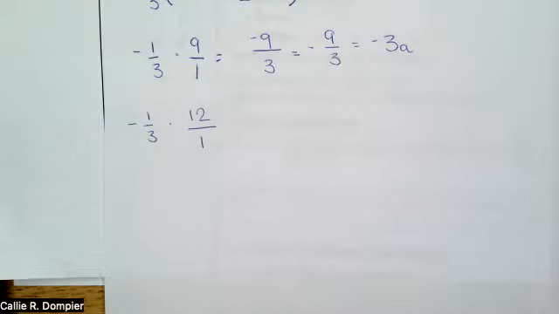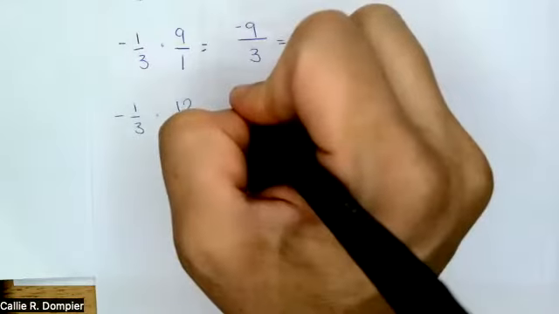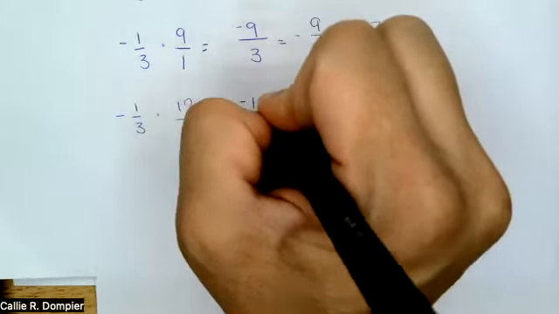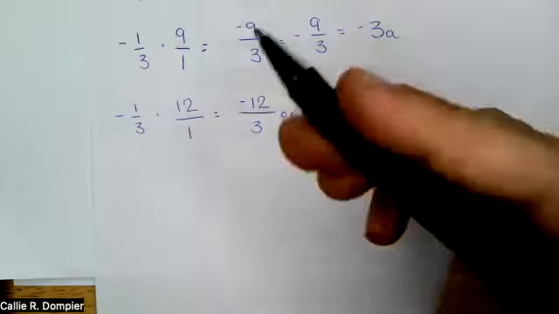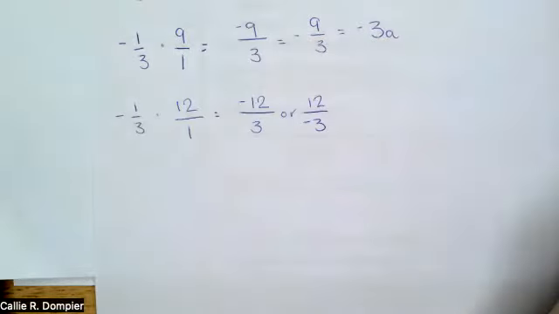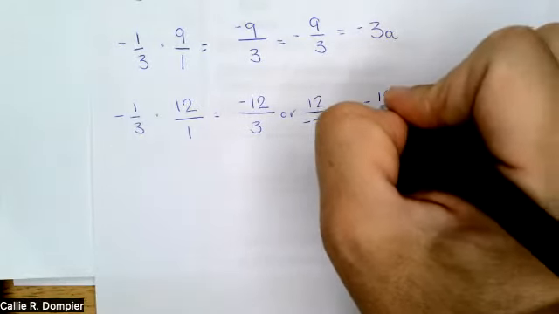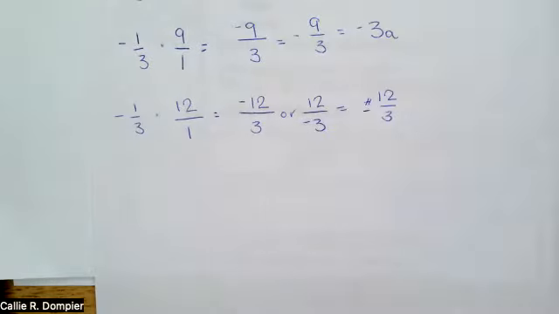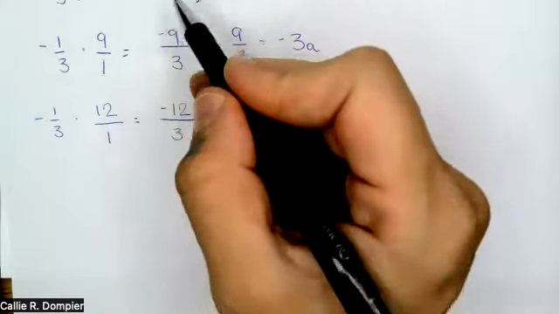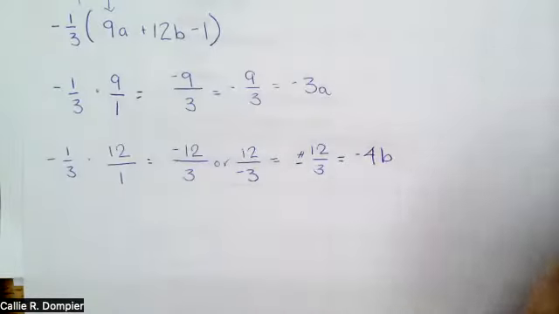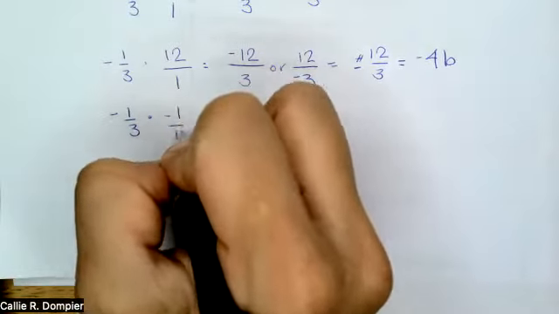All right. So -1/3 times 12/1. -1 times the +12 is a -12. 3 times 1 is 3. Or you could say 12 over -3, right? I just want to keep reiterating. It doesn't matter which one you put the negative with, just that it's with 1. Okay. So -12/3. Sorry, I rewrote it so that it would be in the middle. 12 divided by 3 is a 4, right? So that's actually -4. And that had a b with it originally. So it's -4b.